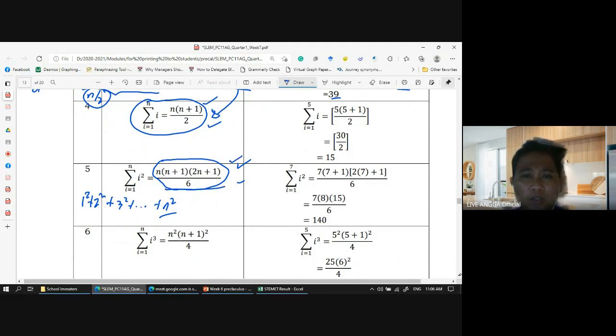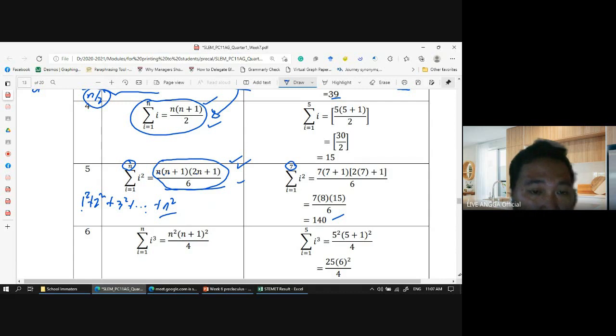Wag lang kayong matakot. So, for example, you have summation of i squared, from i starts from 1 to 7. So, gikan sa 1 squared hantod sa 7 squared, i-add naton. So, we can use the formula automatic. 7 times 7 plus 1. So, ang n is 7. Kasi mag-end siya sa 7. Ang ending niya ay n. So, 7, 7, 7. So, yan siya. Then, divided by 6. The rest copy. What is 140?